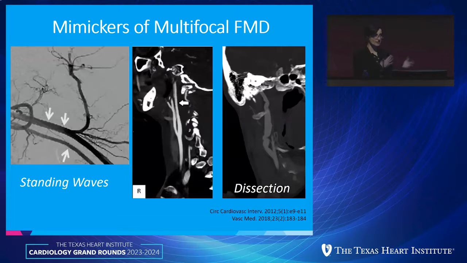And then finally, dissection. Healing dissection as the artery wall remodels can have an irregularity in its appearance that can sometimes be mistaken for FMD, although it's often more aneurysmal in its irregularity than the typical beads of FMD.